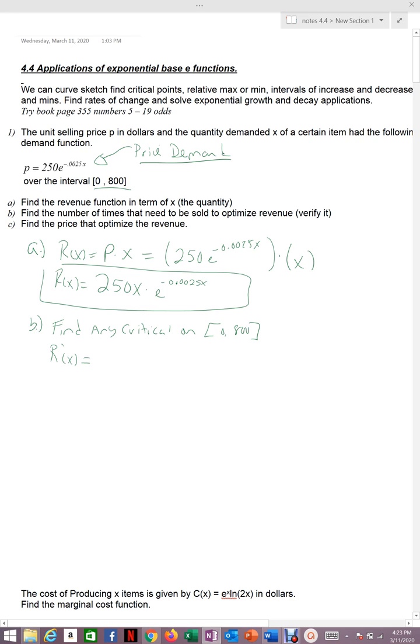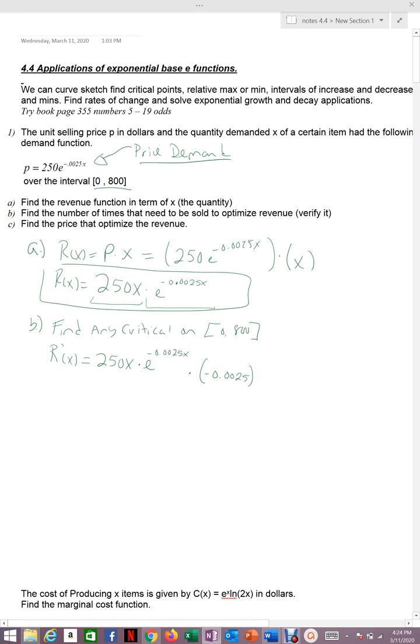Alright, my derivative is going to require me to use the product rule. There's two functions. There's the 250x, and then there's the e function. So product. And then when I take the derivative of the e, because it's got something up there with the x, I'm going to have to use my chain rule. So first, 250x times the derivative of the second, which is my chain rule on my e, which is write my e function down without doing anything to it. And then separately, separated by multiplication, the derivative of the inside, which is just that number, negative 0.025.